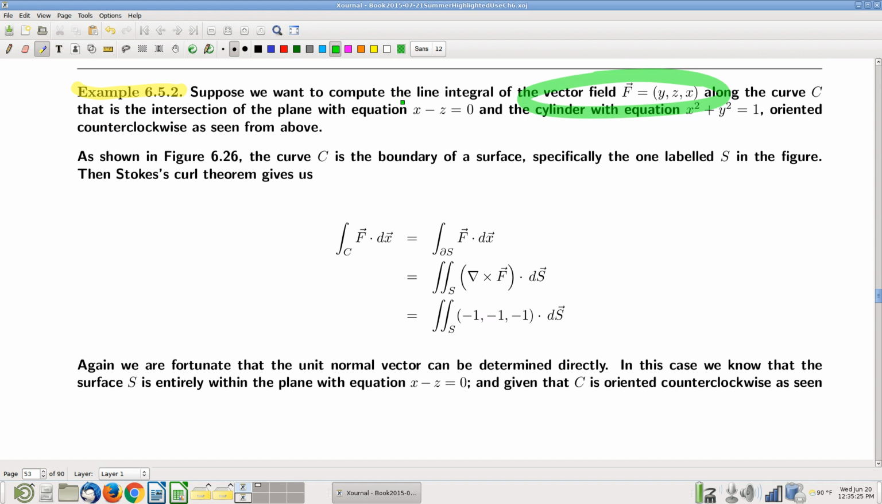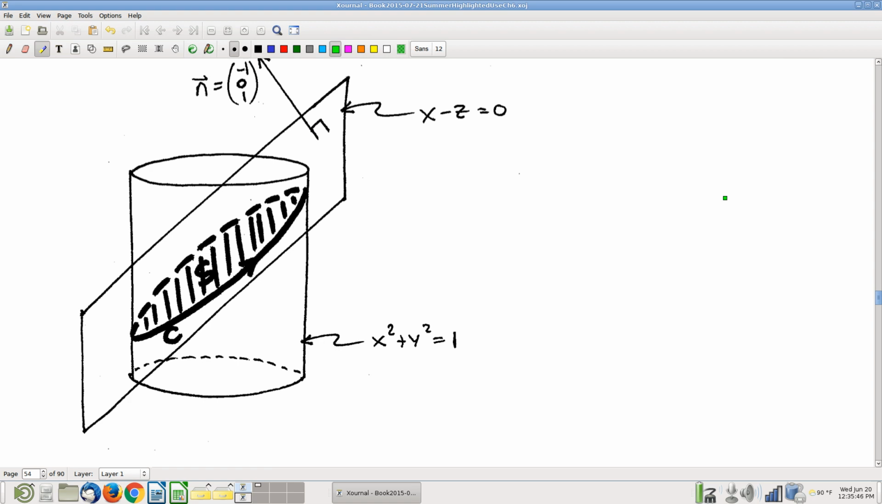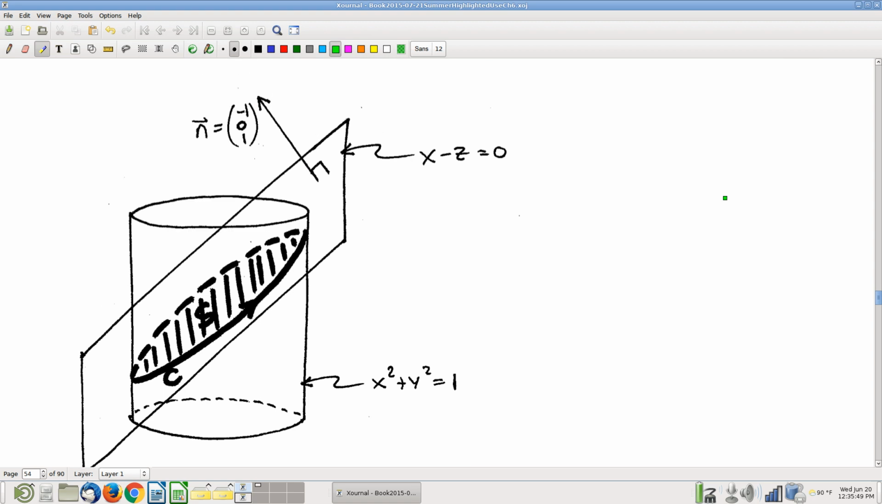Here's a vector field. Now our curve is the intersection of that plane and that cylinder. You do have to do some geometry here, to figure out what this curve is, the intersection of that plane and that cylinder. So I've got them drawn over here, at least to give some sense. There's the plane, there's the cylinder, and so this is our curve. It's an ellipse, but it's not just an ellipse, it's an ellipse that's kind of tilted.